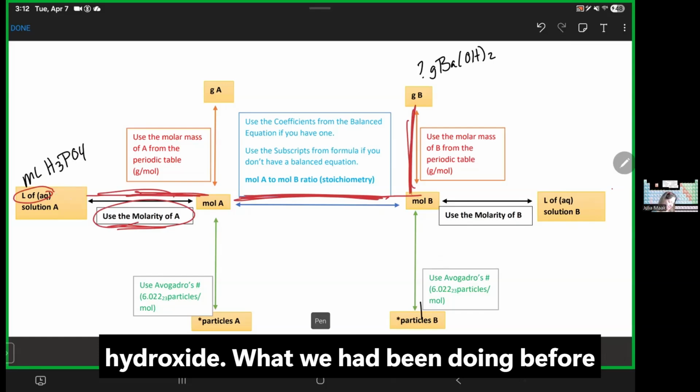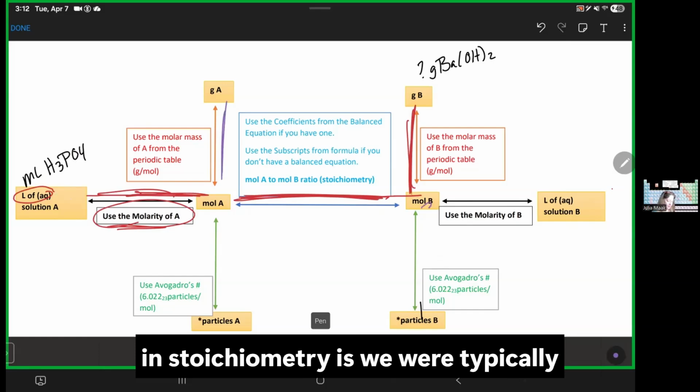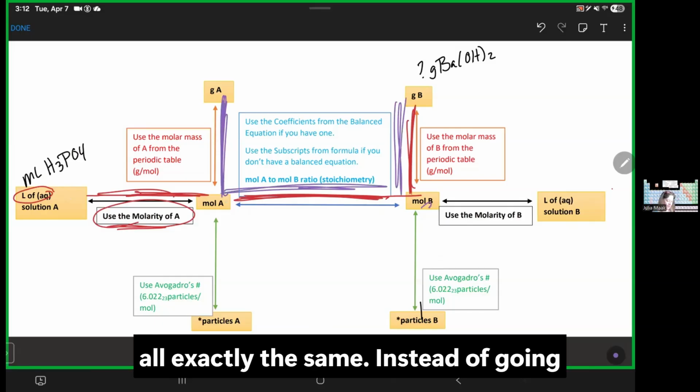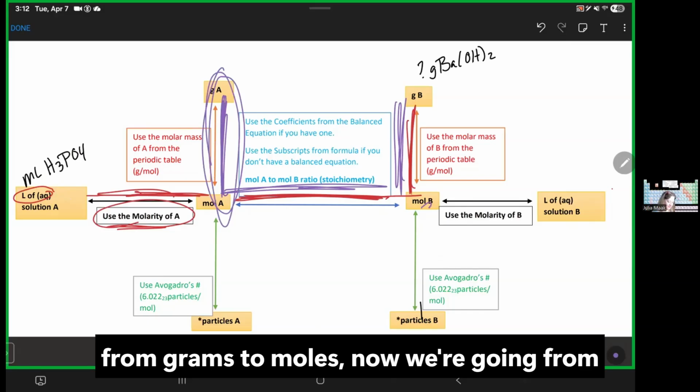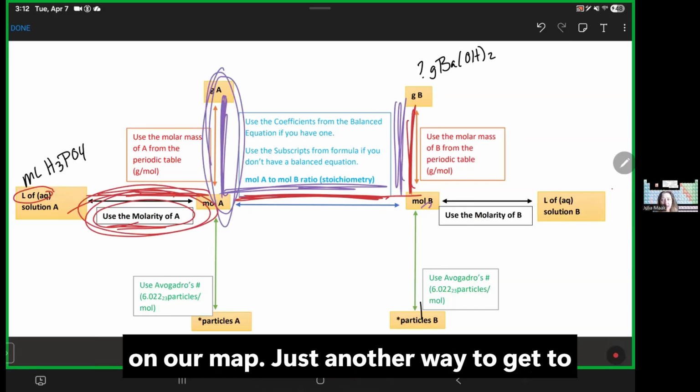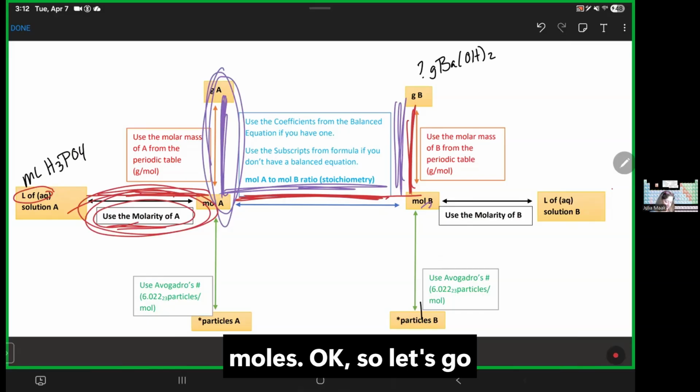What we had been doing before in stoichiometry is we were typically going from grams, but this is all exactly the same. Instead of going from grams to moles, now we're going from volume to moles. It's just another road on our map, just another way to get to moles.